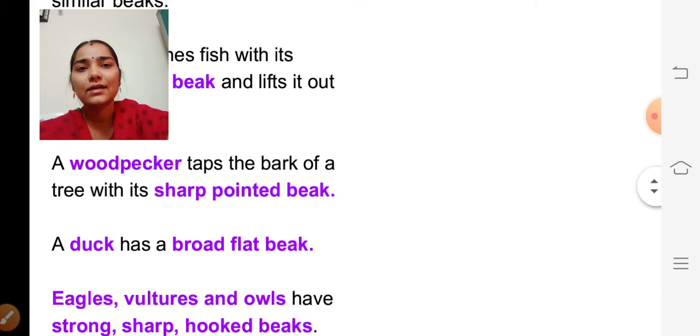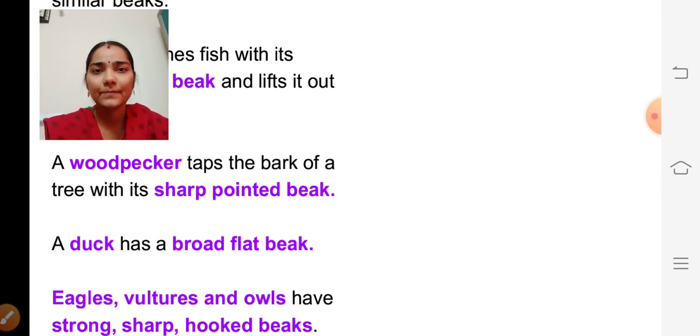The next one is a duck. A duck has a broad flat beak.